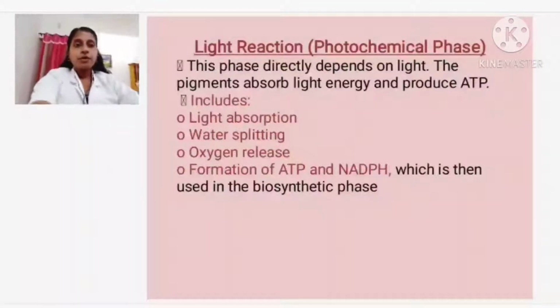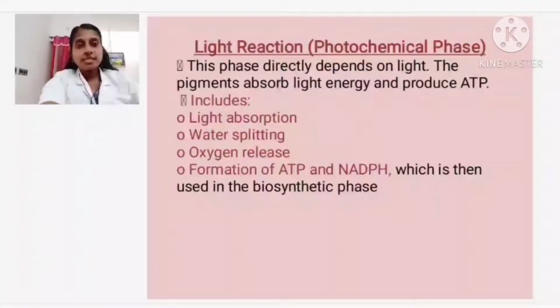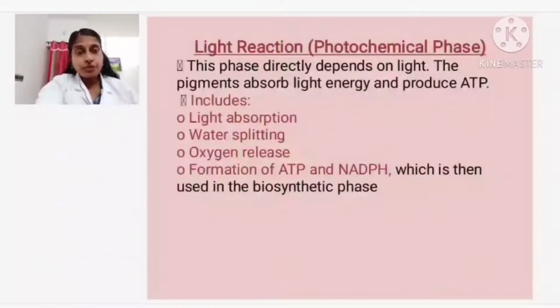So today we are going on with the same chapter, the continuation. So what is the chapter? Photosynthesis in higher plants, isn't it? So today we are going to discuss the light reaction of photosynthesis.